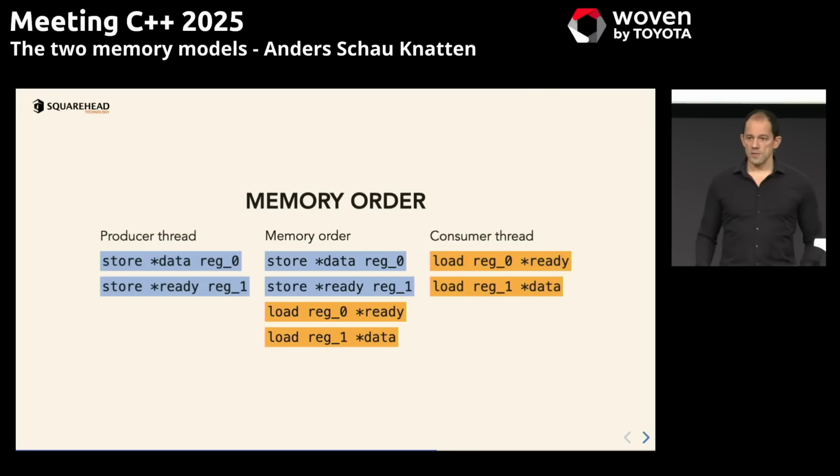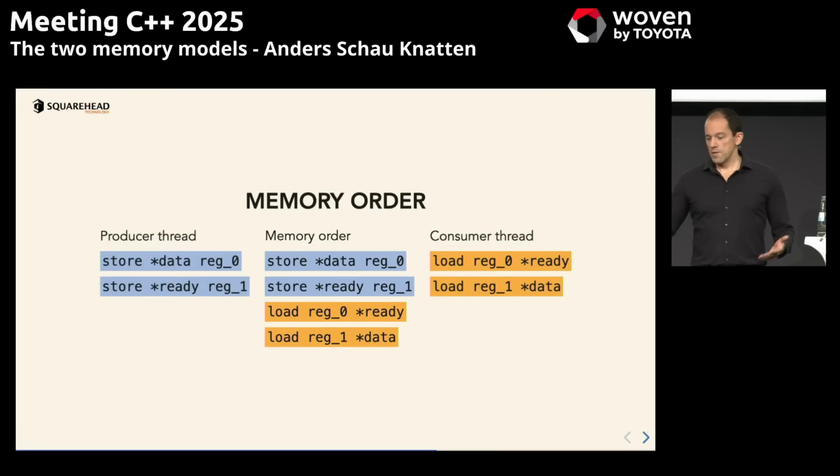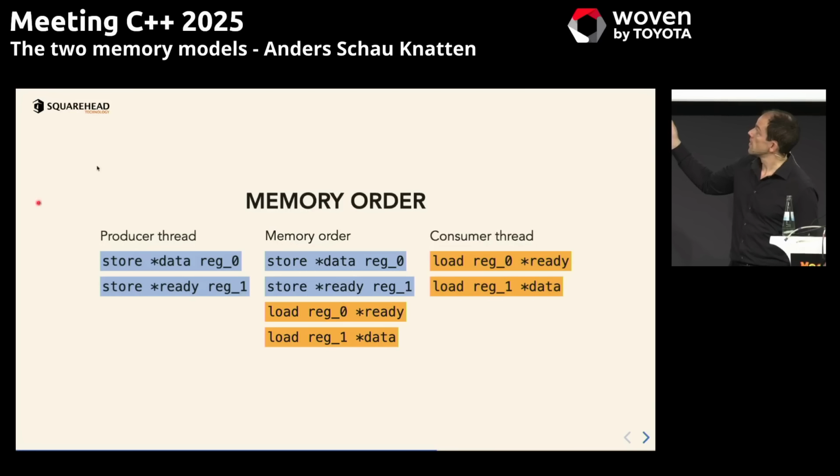So if you look at the memory order, this is one example of a possible memory order. You have the producer thread and the consumer thread. In this example, the producer thread happens to finish entirely before the consumer thread starts. So this could be a memory order. You can have the store of data, and then the store of ready. Then you load ready, and it's true on the first try, so we can just load the data. That would be a perfectly valid memory order.